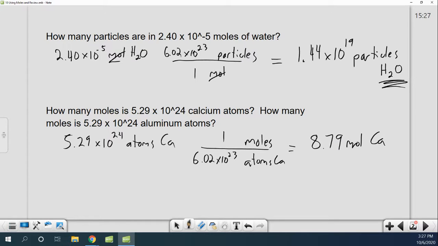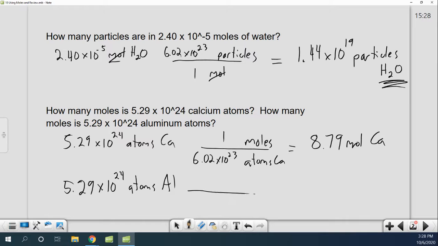Now, what if I change the element? Instead of calcium, what if I have the same number, 5.29 times 10 to the 24 atoms, but now I have aluminum? Think about it for a second. How many moles of aluminum will I have? Is it going to change or not?